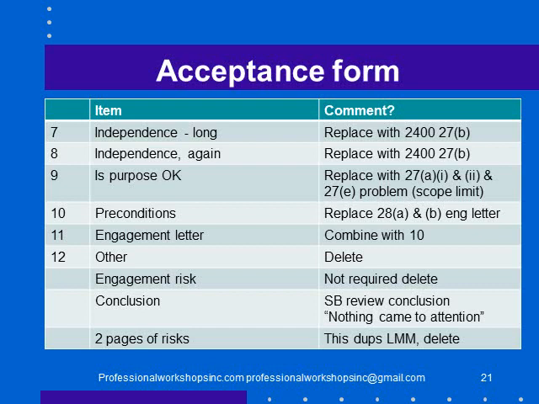Documenting engagement risk on the acceptance form is kind of not needed, and more than is required in the section. A conclusion should be a review conclusion: nothing came to my attention that made me believe I couldn't accept the client. And then two pages of likely material misstatement, which duplicates the whole likely material misstatement discussion. I'm going to talk about that again. Documenting likely material misstatement in a whole bunch of places, I don't like that, and we'll talk about that, but I would delete that in the acceptance form. At the acceptance form, we probably have no idea what likely material misstatement might be.